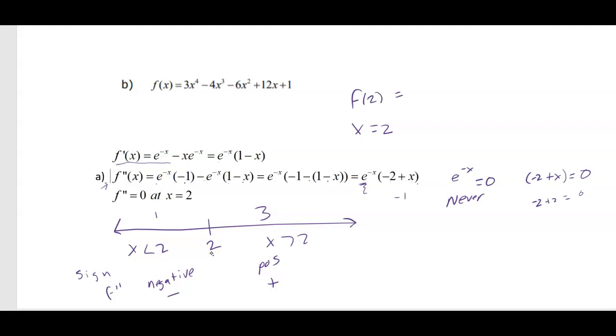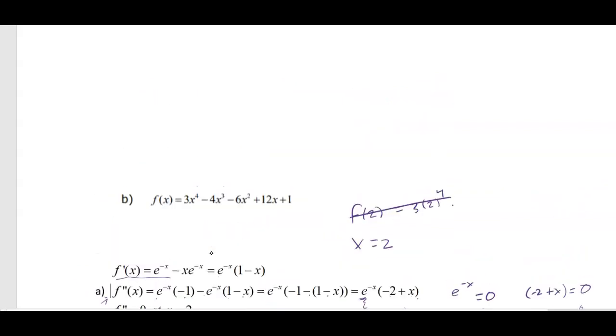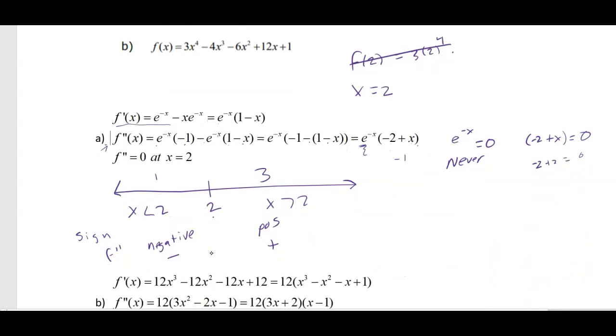I didn't continue doing that here, but it'd be 3 times 2 to the 4th. Oh, I'm sorry, I have the wrong function. X equals 2. My function was x e to the x, I believe. Let me look. Yes, it was x e to the x. So f of 2 will be 2 e to the negative 2, or 2 over e squared.